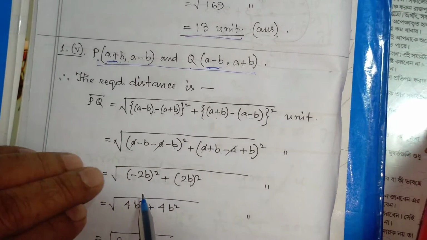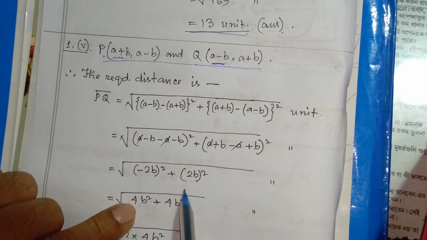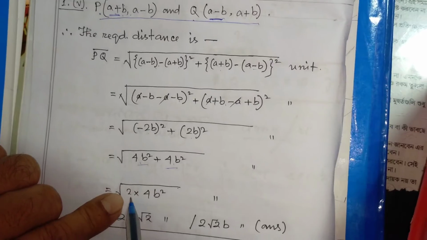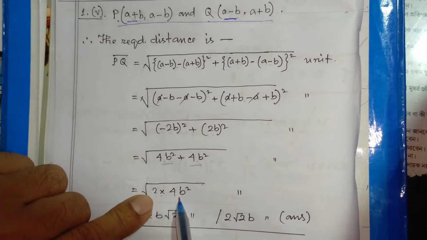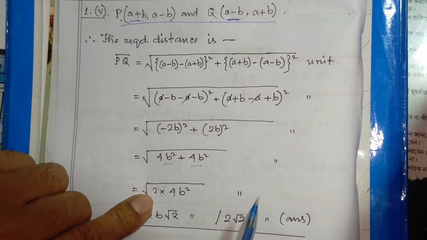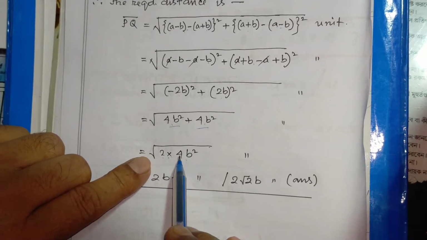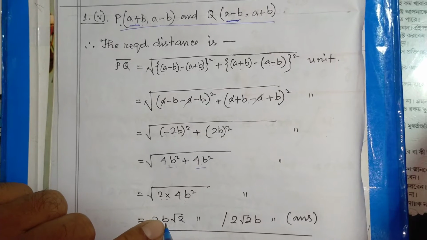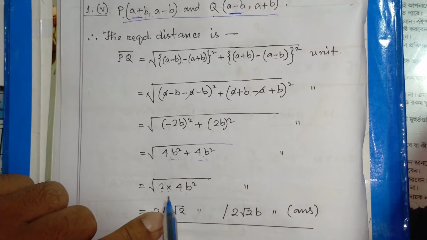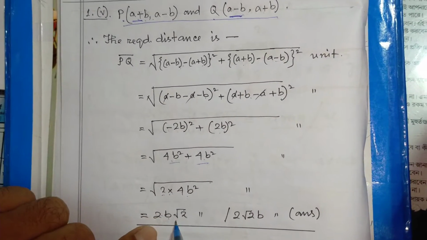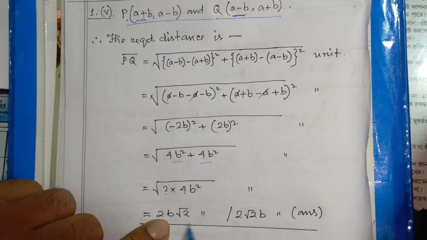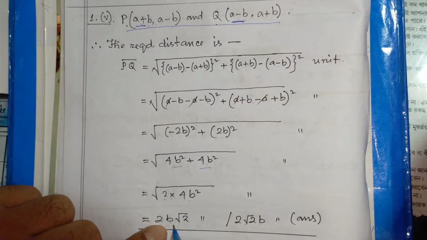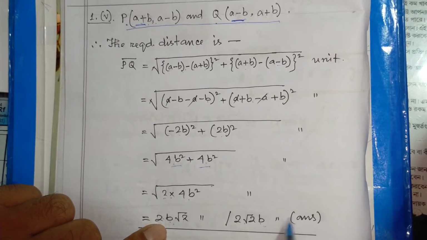The square of minus 2B is 4B square, and here also 4B square. So we have got 2 times 4B square. So I have written like this, 2 into 4B square. You can write 8B square, but it is easier to write the next step, because square root of 4 is 2 and square root of B square is B, but square root of 2 we cannot write, so I have written as root 2. So the answer is 2B root 2. It is better to write like this, 2 root 2 B, because the unknown term comes later.